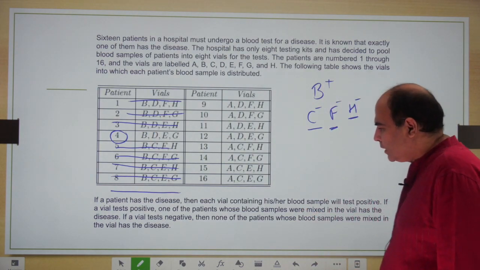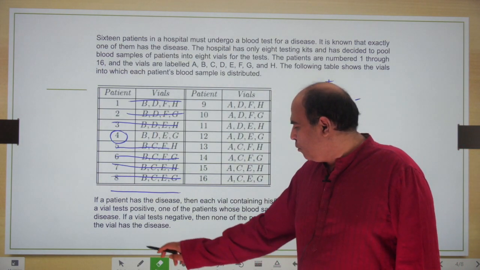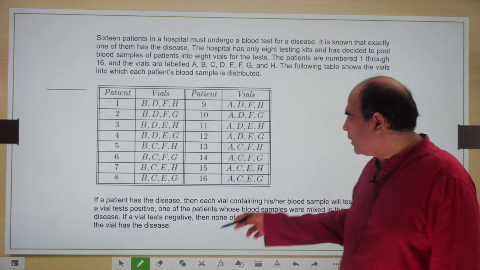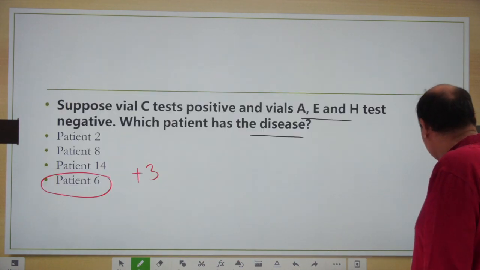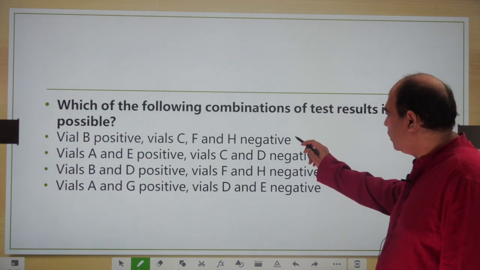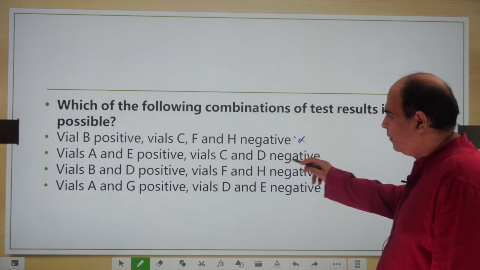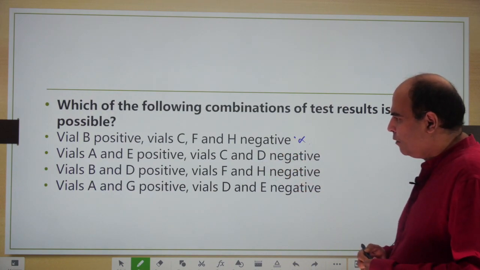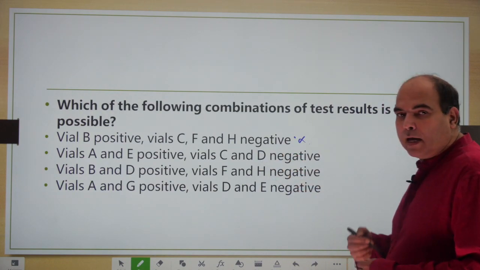So this group of tests, or this outcome of tests, is definitely possible. The question, remember, is about which of the following test results is not possible. So this is possible, so this is not the right answer. Let's look at option B. Vials A and E positive and C and D negative.